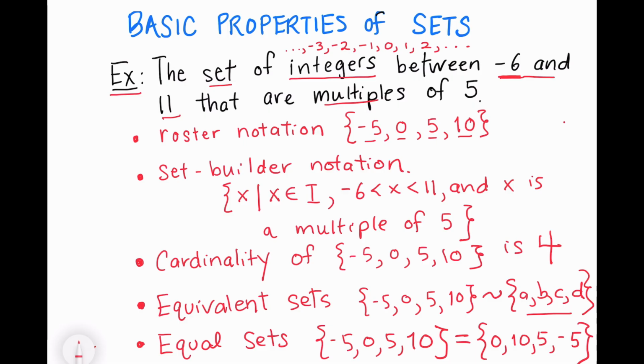One last definition I want to mention is this idea of a well-defined set. So a set is well-defined if it is easy for us to tell if a number or an object is an element of the set or is not an element of the set. So for example, the set we just worked with was a well-defined set.